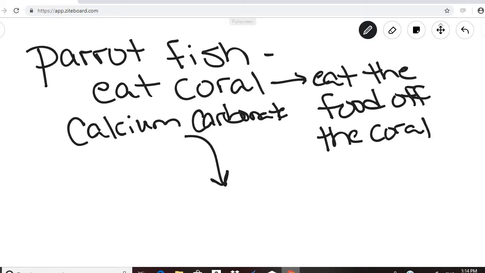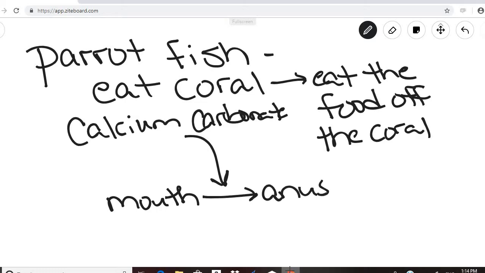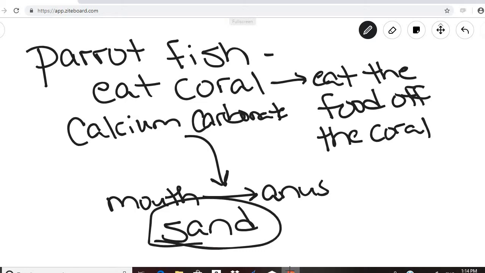So we said about the digestive system, it goes from the mouth all the way to the anus. So they eat the food off of the coral, but then this calcium carbonate gets digested and eliminated from the anus, and much of the sand that you see on the ocean comes from these parrotfish that have digested that calcium carbonate and then eliminated it from their bodies.